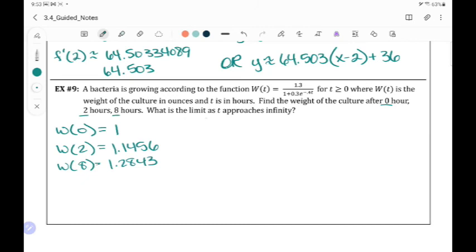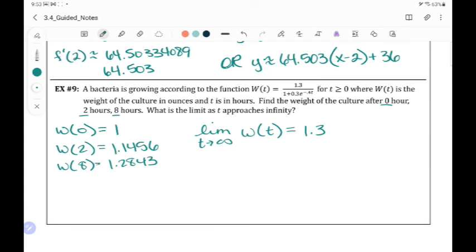And then it says, what is the limit as t approaches infinity? Notice that these numbers went from 1 to 1.14 to 1.28. So what we're looking for is the limit as t goes to infinity of W of t. So I started asking my calculator for bigger values. What if I put W of 10, W of 20, W of 30, W of 80, W of 100? I discovered that it's very quickly going to go to 1.3.